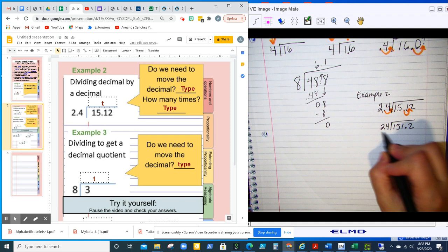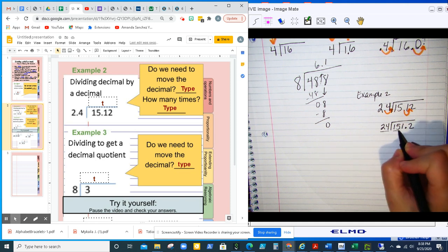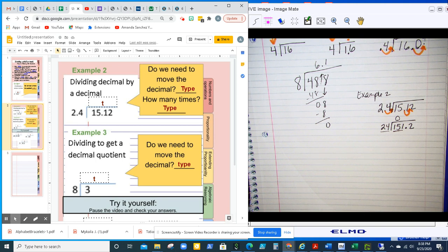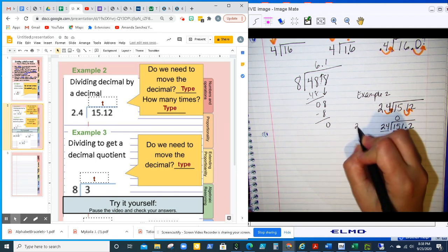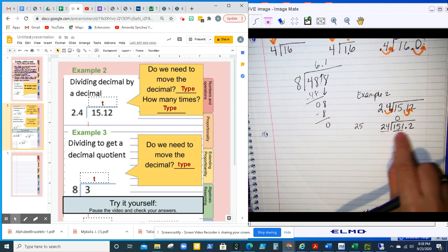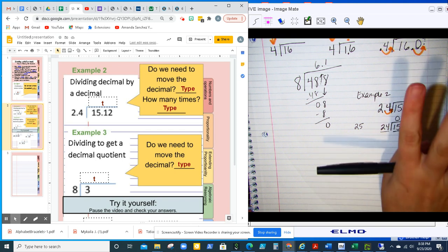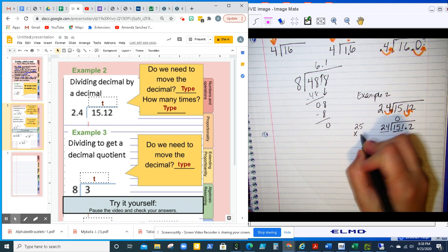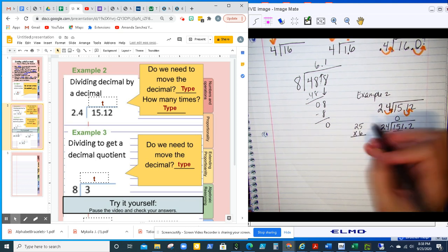So 24 cannot go into 15, but it can go into 151. So I'm going to think of 24 like a quarter. How many quarters can go into, think of it as like $1.50? Well, I know 4 quarters are in $1, and then 2 more quarters would be 50 cents. So I'm going to try 25 times 6.